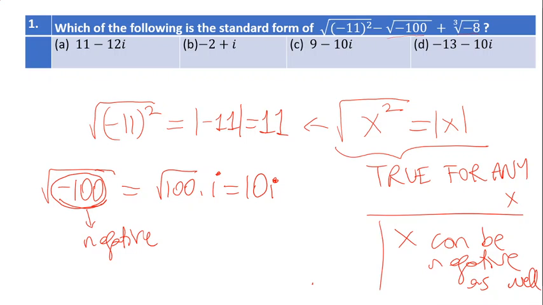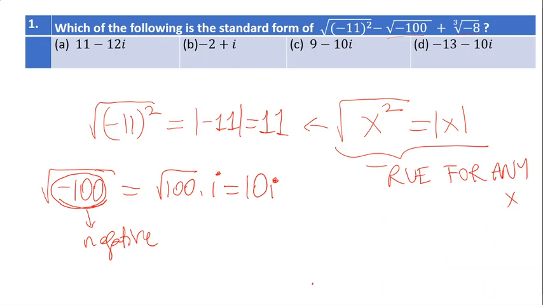So let me remind you the rule here. The rule is, if you have the square root of negative a, it's not a real number, where a is positive here. So it will be the square root of a times i. This is the rule here.